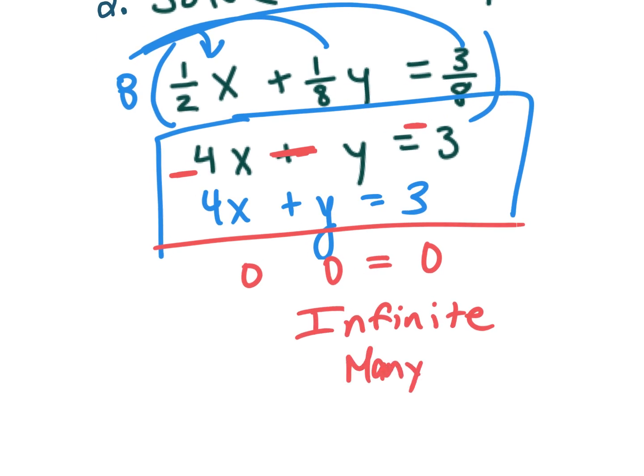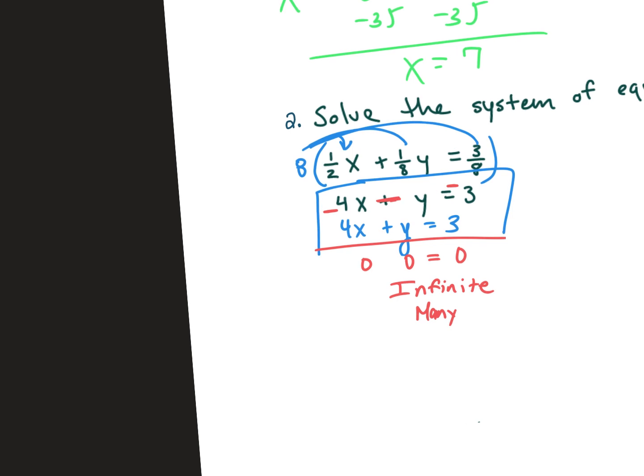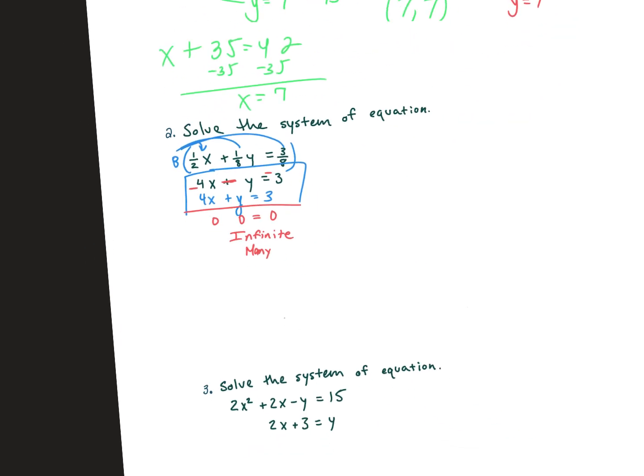It's infinitely many. What happens if you get an untrue math statement like 0 equals 9? No solution. See? You guys are fine. Everybody's good. We're good? Okay, now let's look at this one.